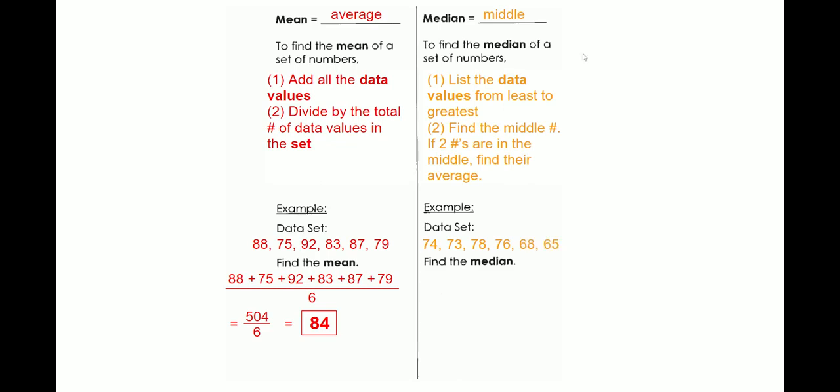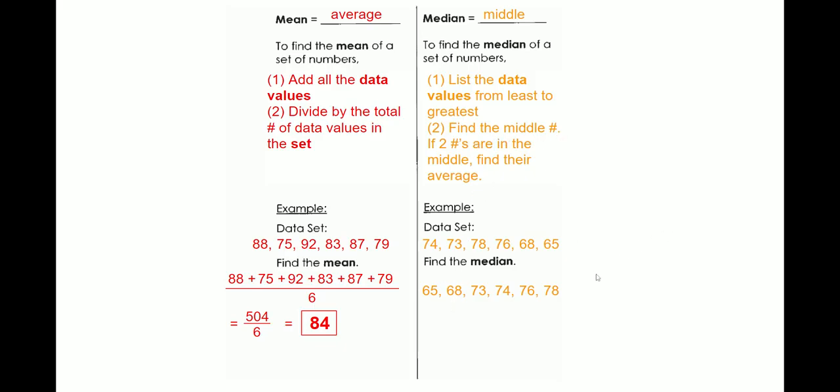Our first step is to list the data values from least to greatest. Our least number is 65, and then 68, followed by 73, 74, 76, and then 78 is our greatest number. So that's from least to greatest. Next, we're going to find the middle number.